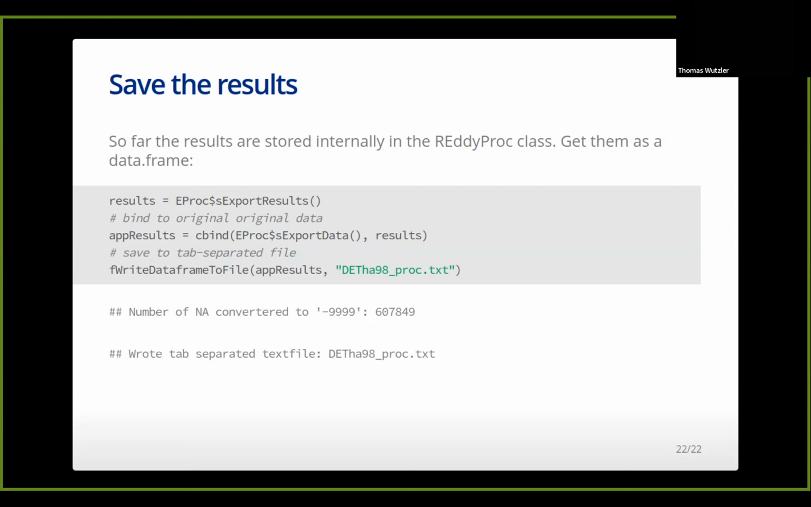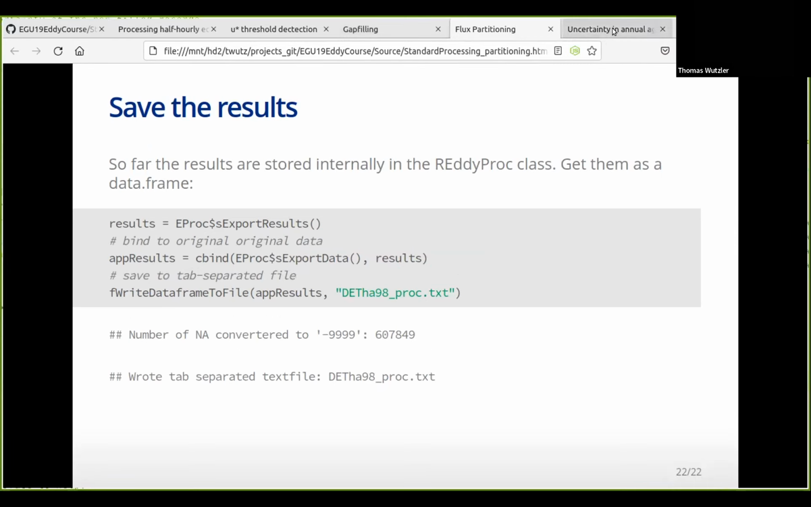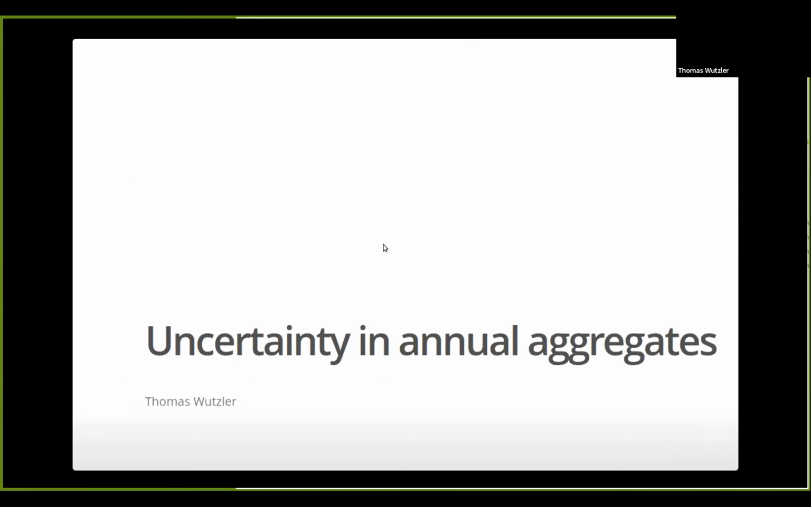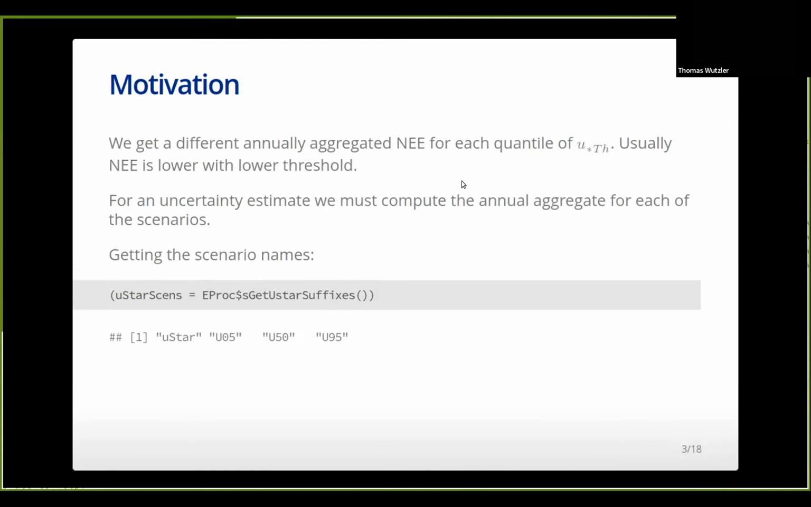Okay, so I go on to the next small topic, which is uncertainty estimation. And I will cover only here the uncertainty estimation due to the u star threshold. In the PDF, you find even more. So we saw already that when we use different u star thresholds, we introduce a bias in our NEE estimates. So the lower our u star threshold, usually the lower is also the NEE predicted in the gap filling.